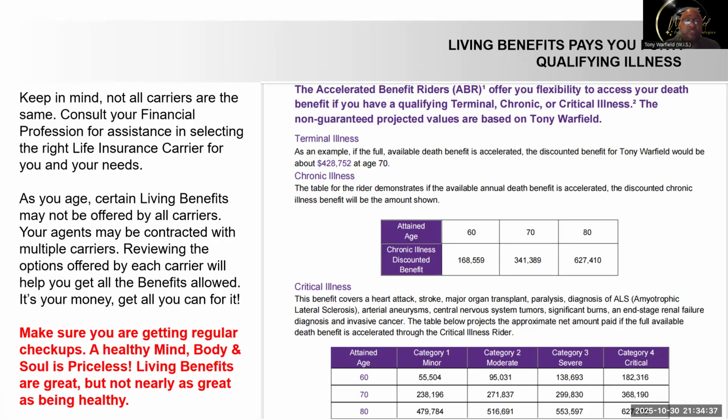Your agents may be contracted with multiple carriers. Reviewing the options offered by each carrier will help you get all the benefits allowed. It's your money. Get all you can for it.